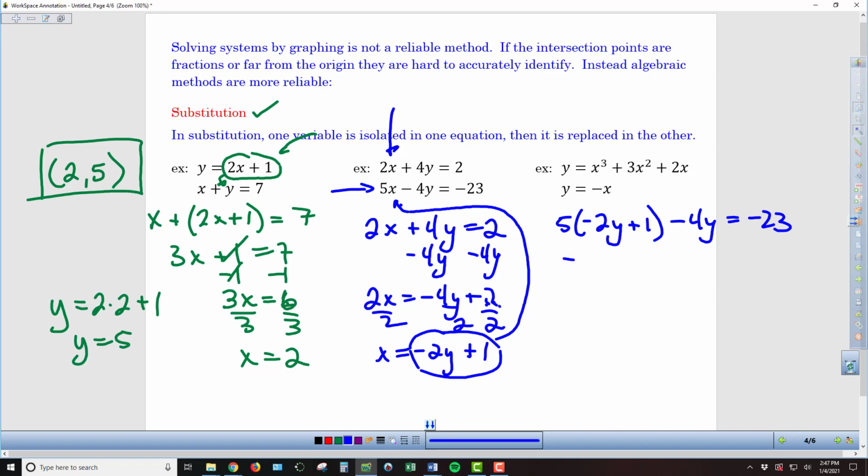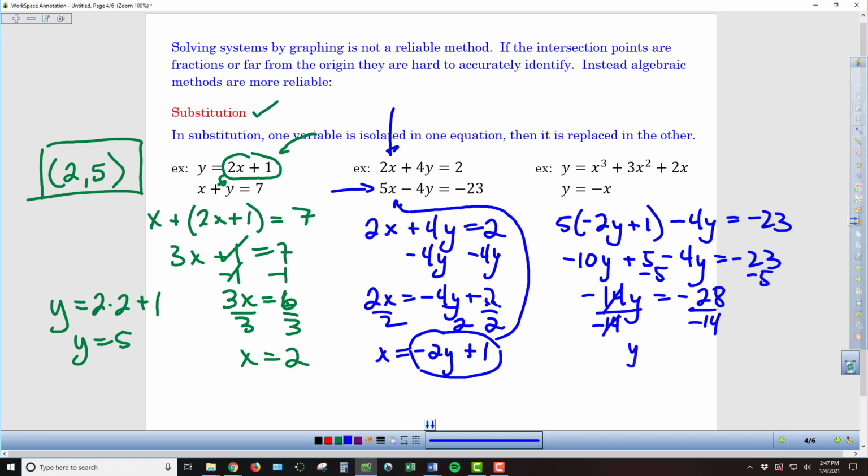So now I've got a little distributing work to do. 5 times -2y is -10y plus 5 minus 4y equals -23. If I gather my like terms on the left here, I'm getting -14y. Then I'm going to go ahead and subtract this 5 over to the other side, in the interest of saving a little time. So we get -28 over there on the other side. So I'm going to divide both sides by -14, and so I get y equals 2.